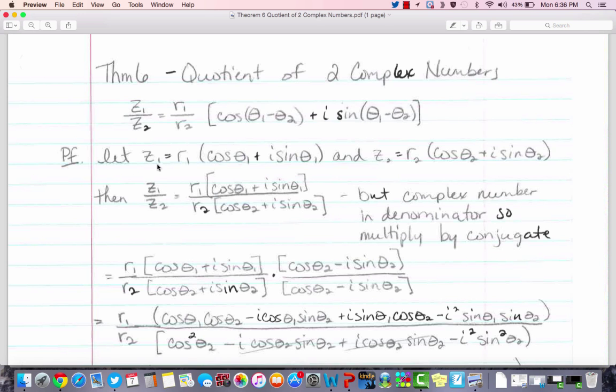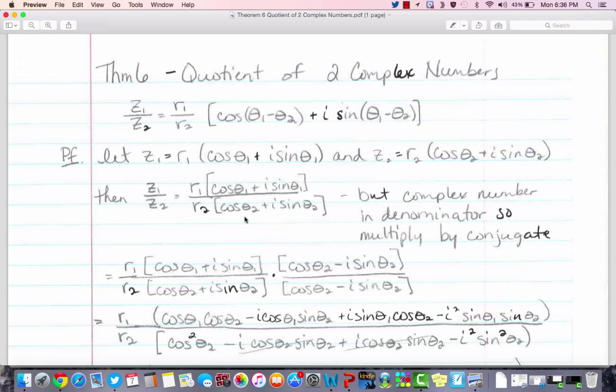So again, we have to define z1 and z2 in terms of polar complex numbers. r1 cosine theta 1 plus i sine theta 1 is z1, and z2 is r2 cosine theta 2 plus i sine theta 2. And so then we plug it into the formula.